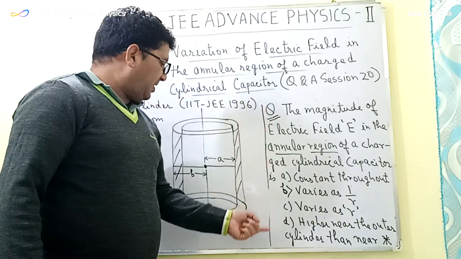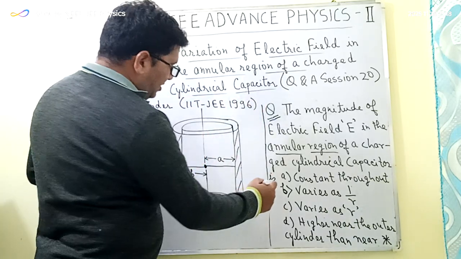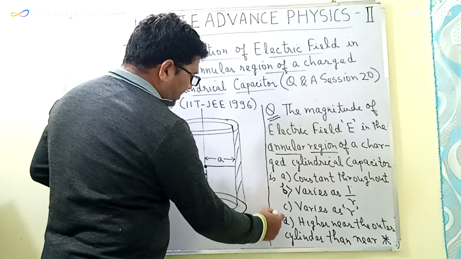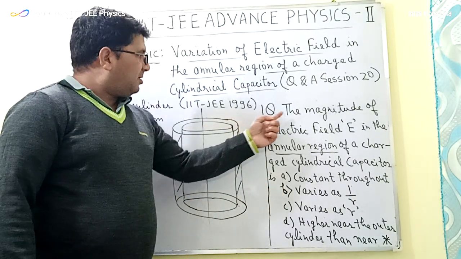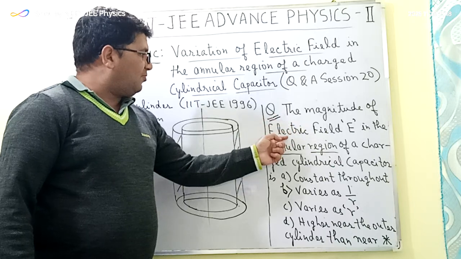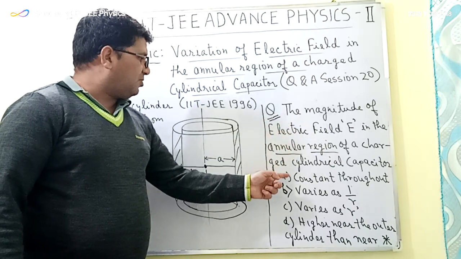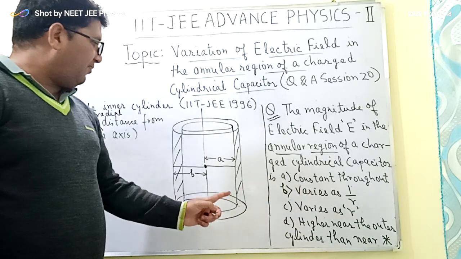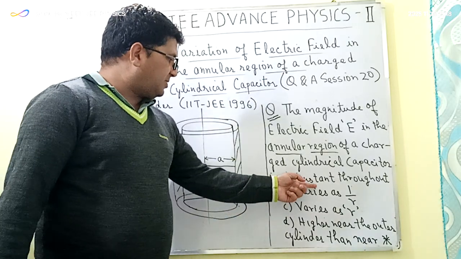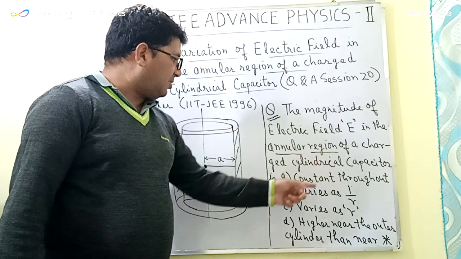Based on this topic, I have one question for this session, which was asked in the IIT-JEE exam in the year 1996. The question is: the magnitude of electric field in the annular region of a charged cylindrical capacitor is. We have four options here. The first option is that it is constant throughout.